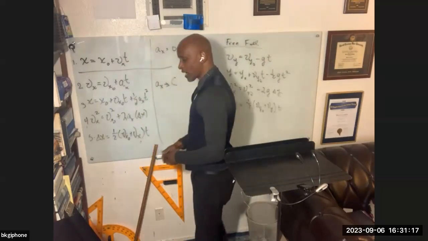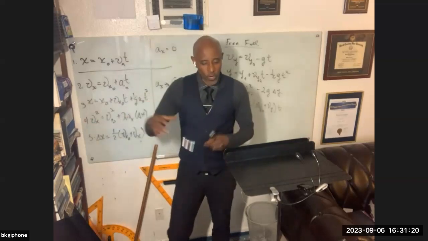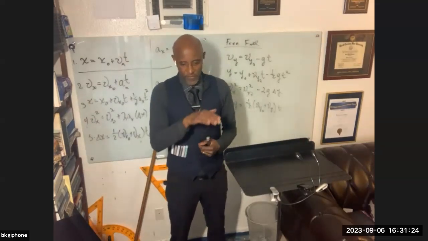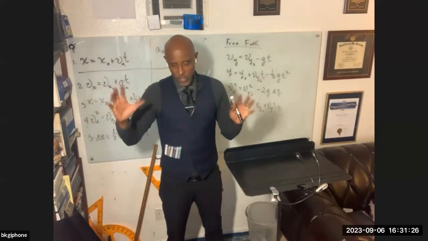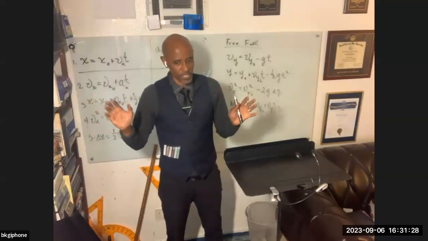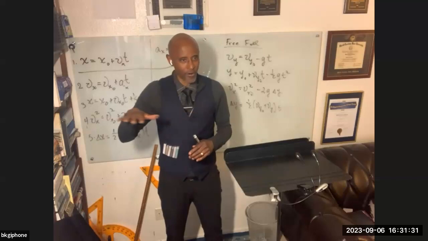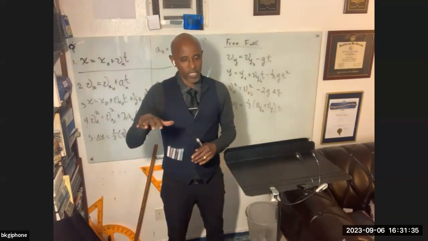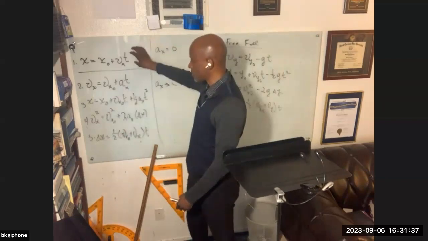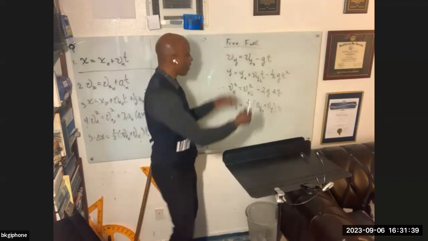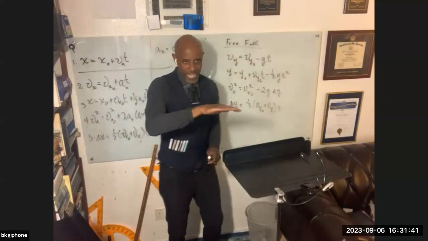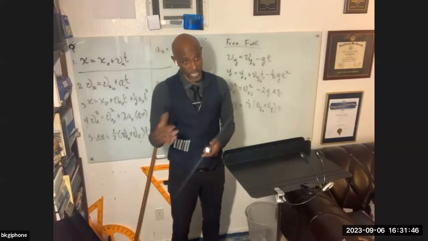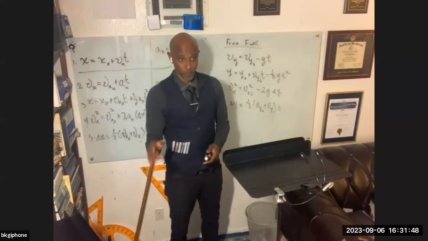Because in the horizontal direction, once it leaves contact with my finger, and we're assuming no drag or air resistance, there is no force in the horizontal direction that will cause it to slow down. So we basically have constant motion in the x direction and free fall motion in the y direction, and you put those two things together, you get the parabolic motion.